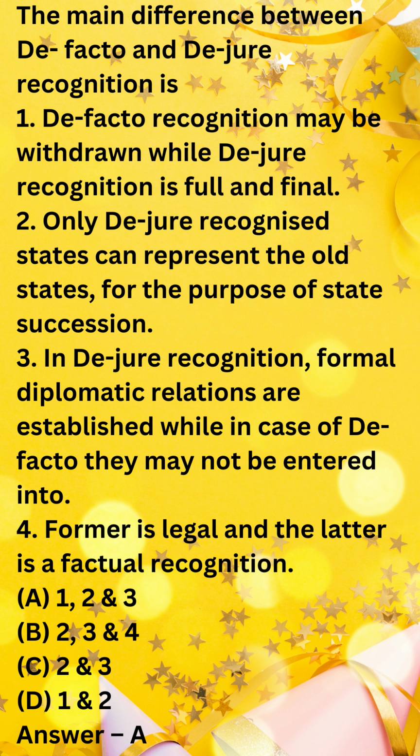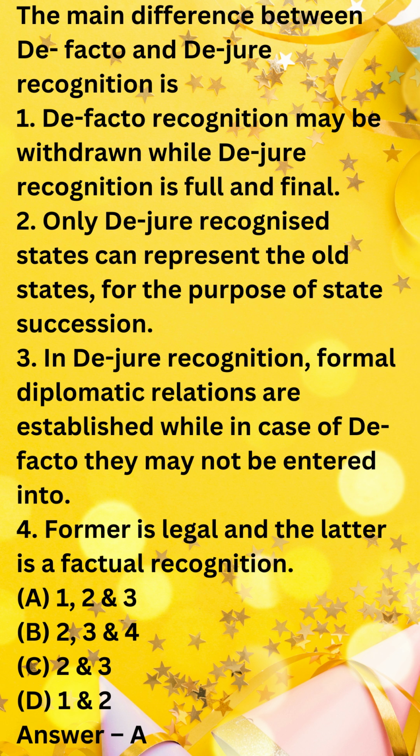Conclusion. De facto and de jure recognition are two different ways of recognizing a state or government. De facto recognition is a temporary or provisional recognition based on the factual reality of the situation. De jure recognition is a full and final recognition based on the legal legitimacy of the state or government.